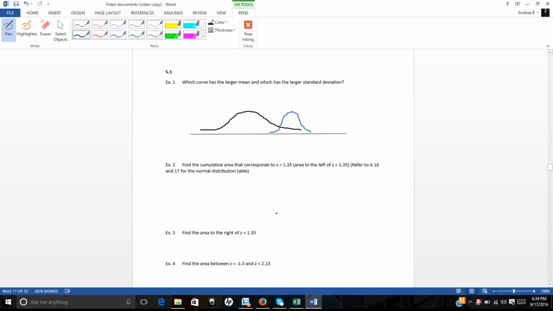Section here is section 5.1. Here we're going through some stuff with the normal distribution curve. So we talked about this a little bit before, but we're getting more details into this now. So the first one here, we want to figure out which curve has the larger mean and which one has the larger standard deviation.